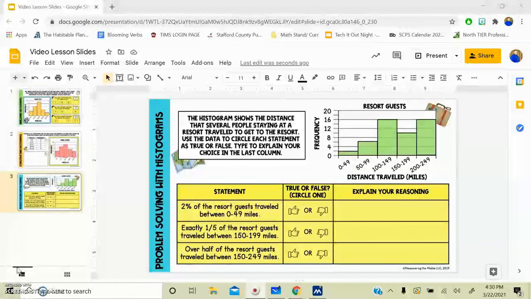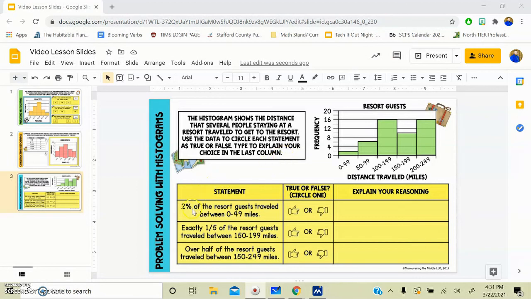Today we're going to take a look at problem solving with histograms, or just interpreting them. So let's take a look at the scenario that we have our histogram in. This histogram shows the distance that several people staying at a resort traveled to get to the resort. Use the data to circle each statement as true or false. Type to explain your choice in the column. So we want to look at each statement, circle true or false, and then explain why.